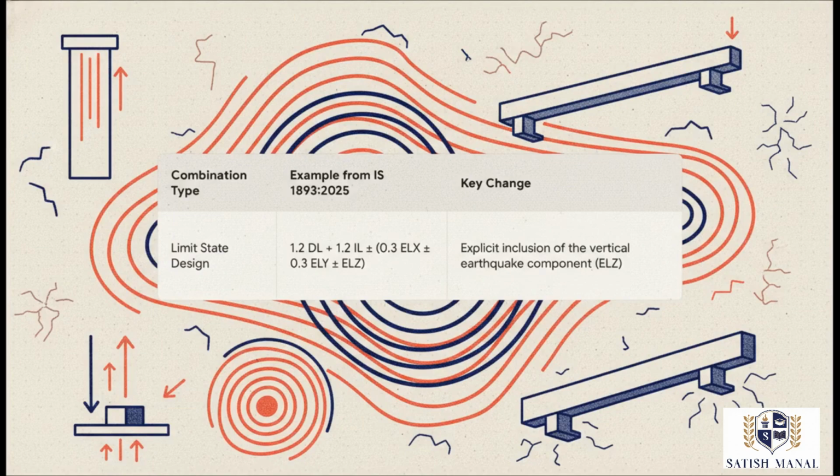The new load combinations now mandate that we include the vertical earthquake component, ELZ. For a long time, this was often ignored for many common structures. Well, not anymore. It has to be considered in combination with the horizontal forces. And that is going to directly impact your design for columns under uplift, your foundations, and especially any long-span beams and cantilevers.